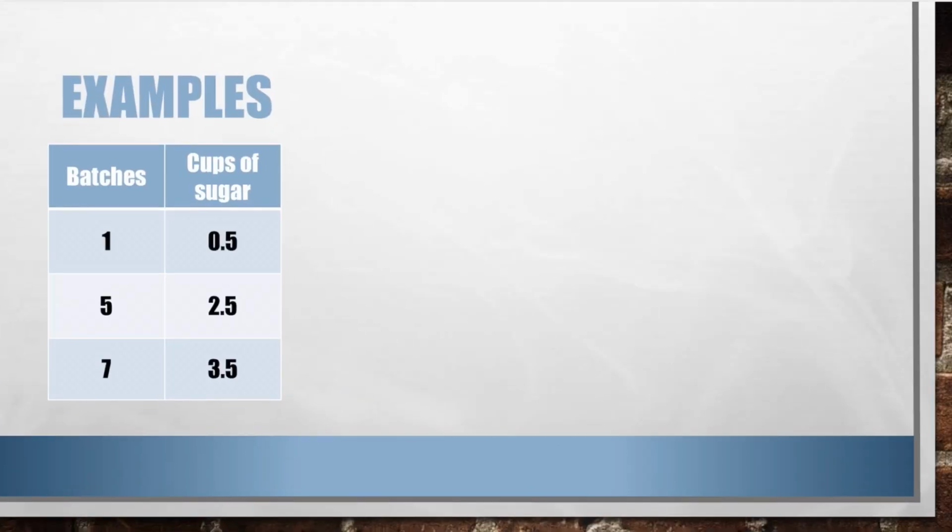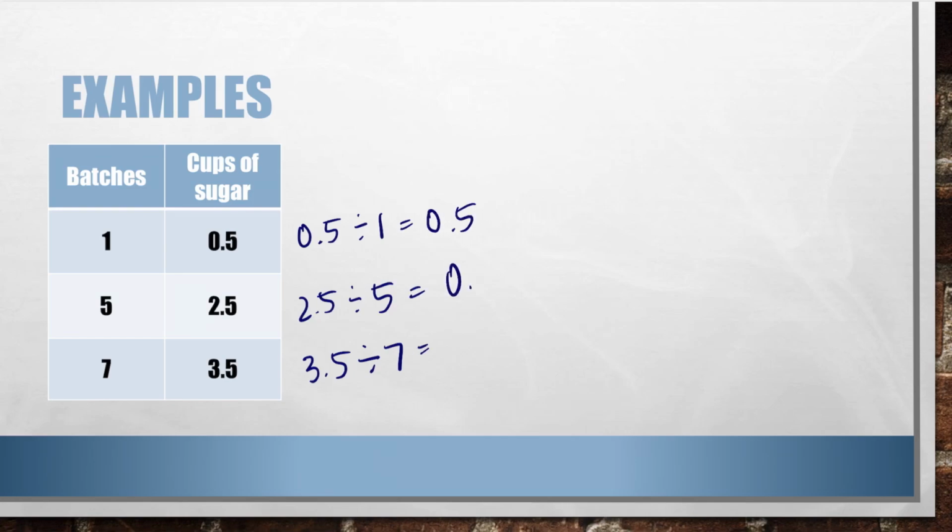So let's do another example. Let's say I have batches and cups of sugar. So I would do 0.5 divided by 1. I'd have 2.5 divided by 5 and 3.5 divided by 7. And again, if you plug this into a calculator or you do it by hand, either way you should get 0.5 for all of them, which says yes, they are proportional because their ratio is the same.